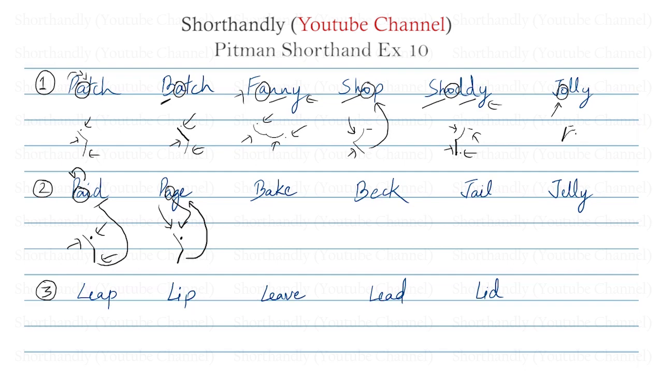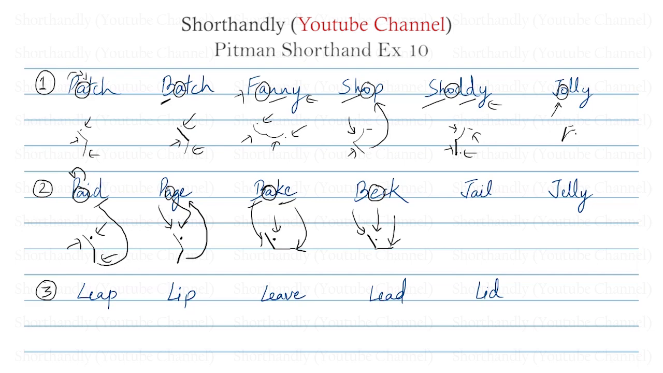Next is bake. Again we have A vowel and then B and K. So bake will be written like this. This is A vowel, then B, and here we have K. So that's our word bake. Next is back. We have a sound as in pen vowel, so we'll be using the light dot on the second place after the B stroke. So back will be written like this. This is B, this is the light dot which represents a sound as in pen vowel, and then we have this final K.